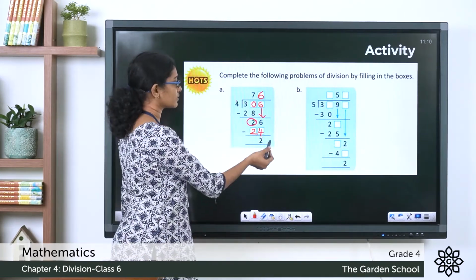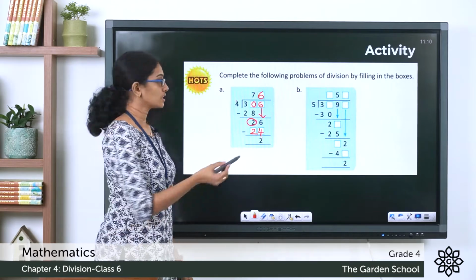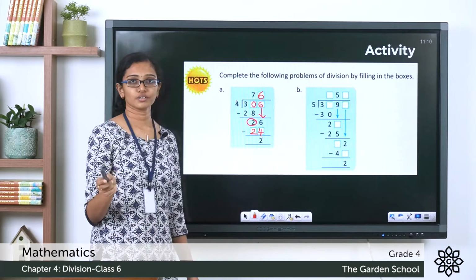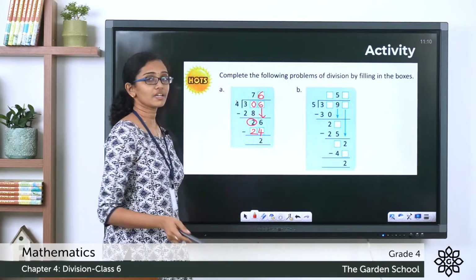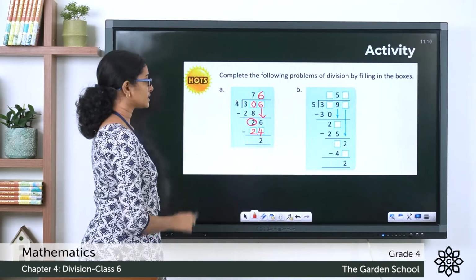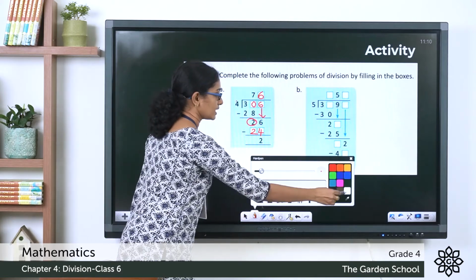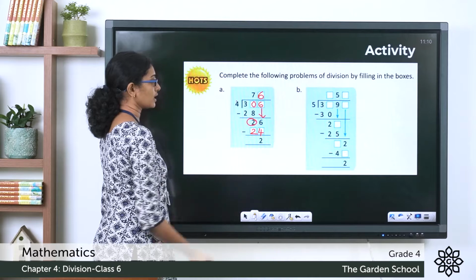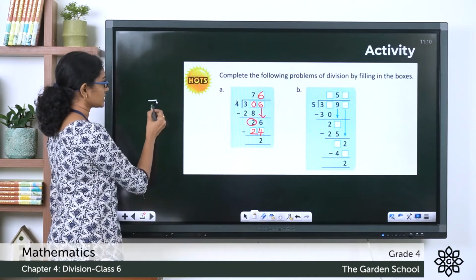Now let's check the division. How do we check the division? The quotient into the divisor plus the remainder should give you the dividend if the division was done correctly. So let's see if we get the dividend with that formula. So what is the quotient here? The quotient here is 76.